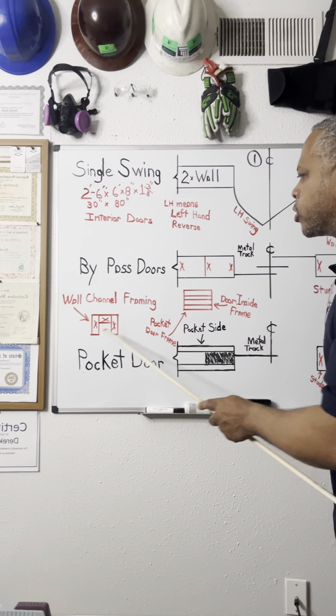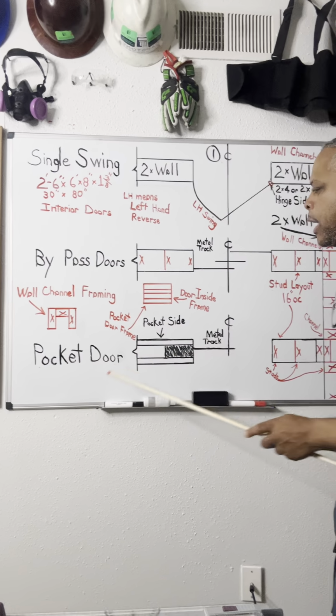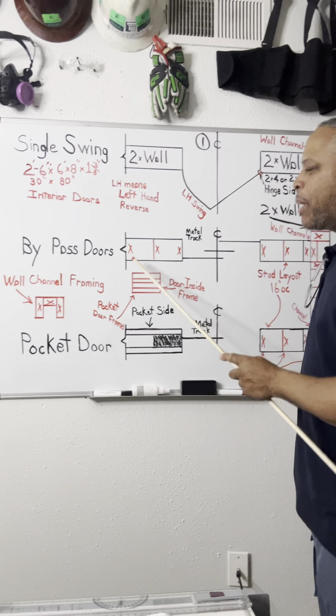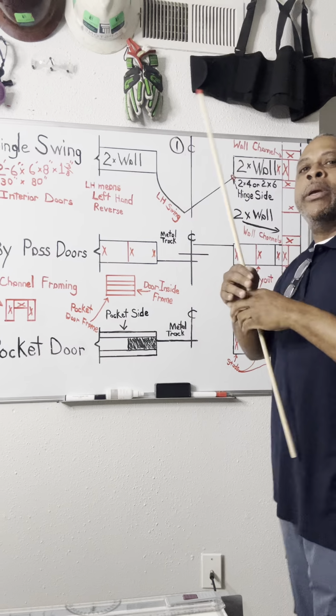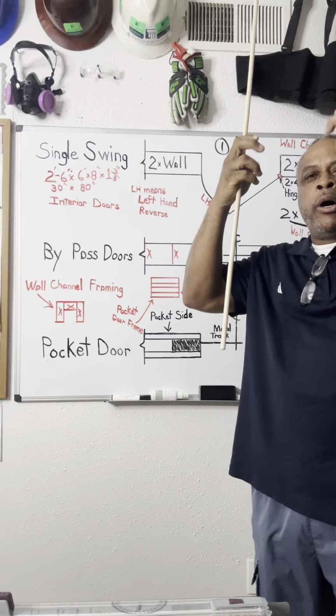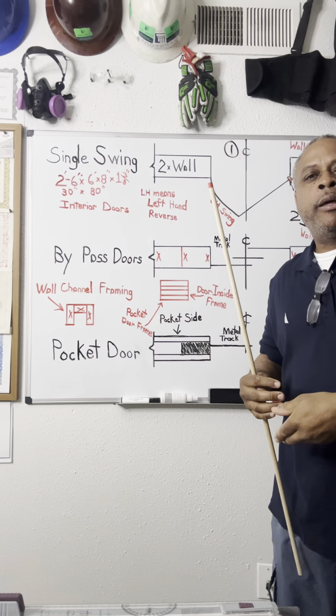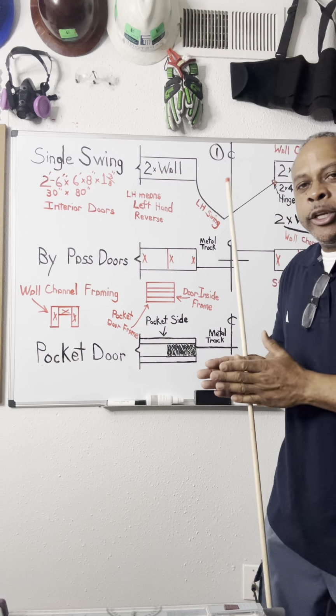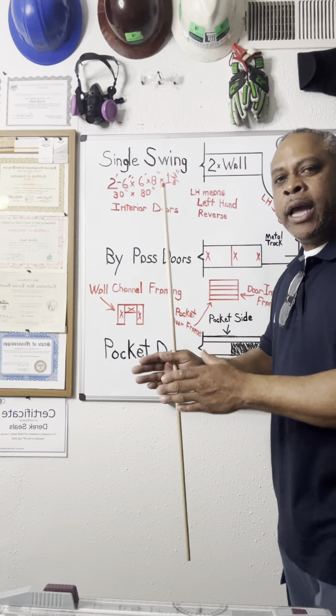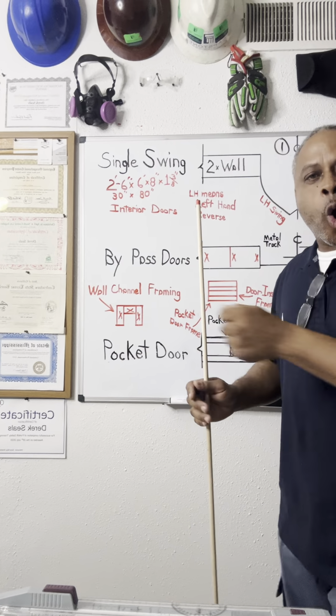We went over wall channel. Bypass doors, pocket door. The bypass door has a metal track right up above because the door is hanging from above and is free at the bottom. There's a guide at the bottom that keeps these doors aligned so that they don't wobble way out of line when you open them or when you close them.